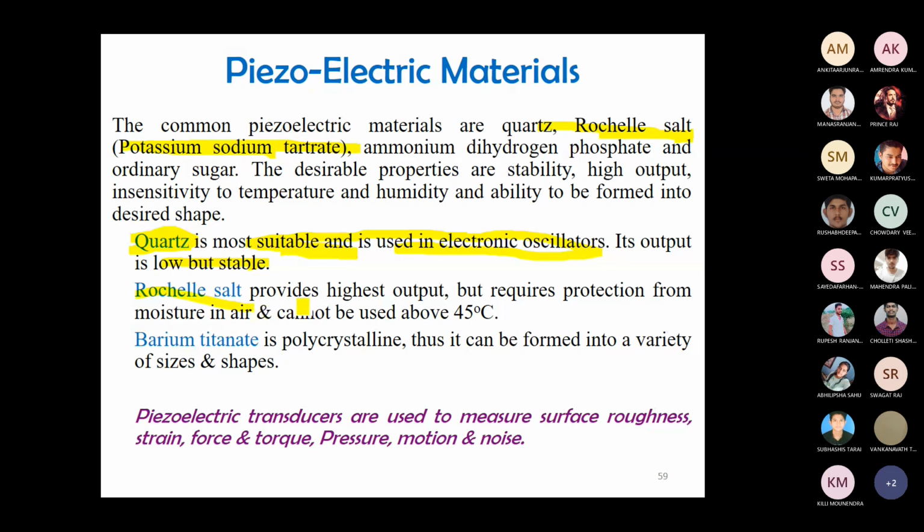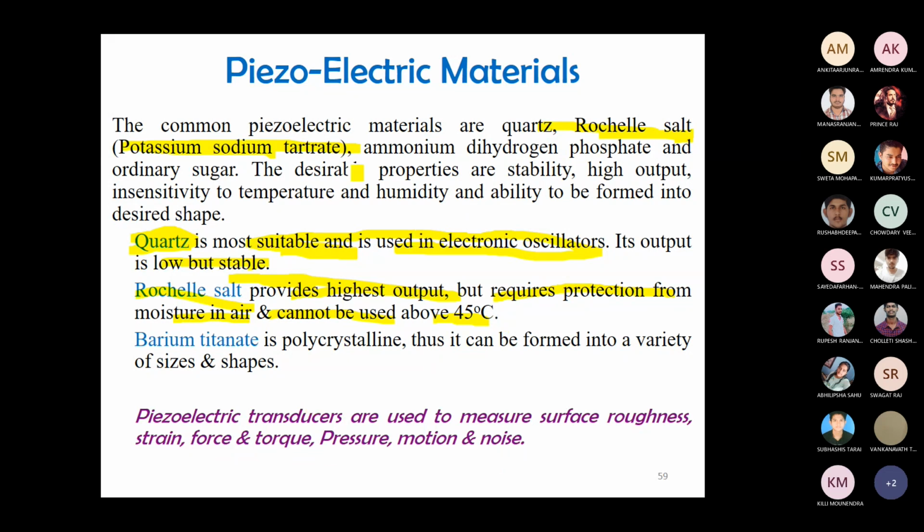Then there is the natural one that provides the highest output, but it requires protection from moisture and air, and the temperature cannot exceed 45 degrees centigrade. So you have to take care of that salt and prevent high temperature and moisture, since it has an affinity with water and can take in moisture from the environment, so you have to make protections for it.